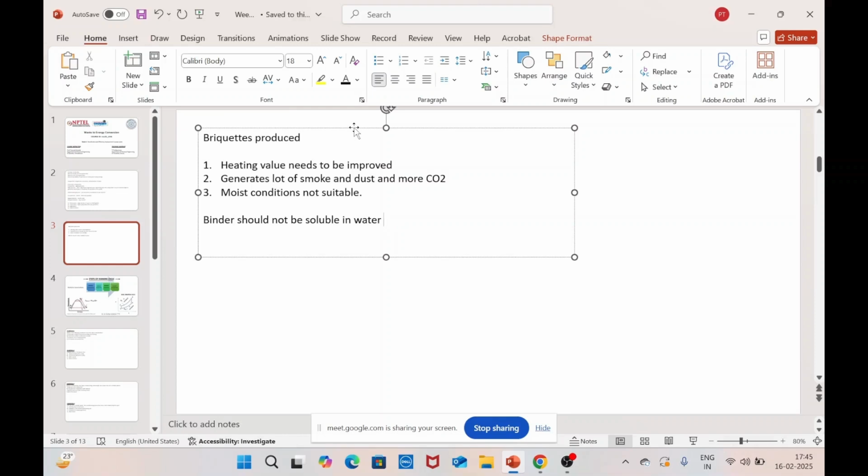If this binder is soluble in water, then it will start to dissolve within the water. It will just start getting removed from between the particles which it is keeping intact. Once that binder is removed, these two particles will not remain in contact with each other. They will start fragmenting. So the briquettes will become fragmented pieces. They will not remain in their compact form.